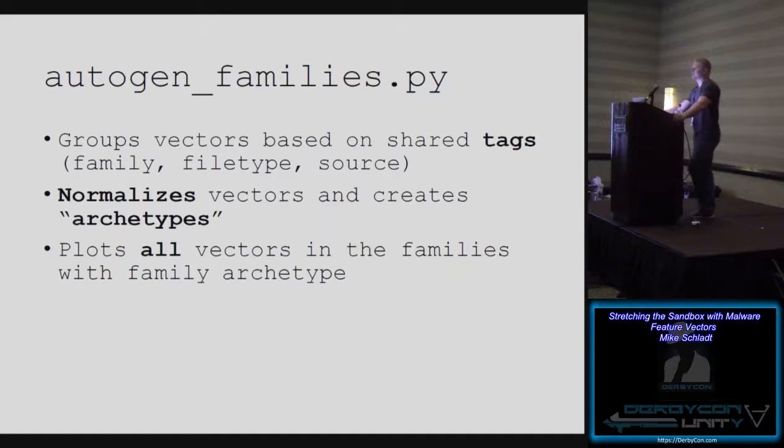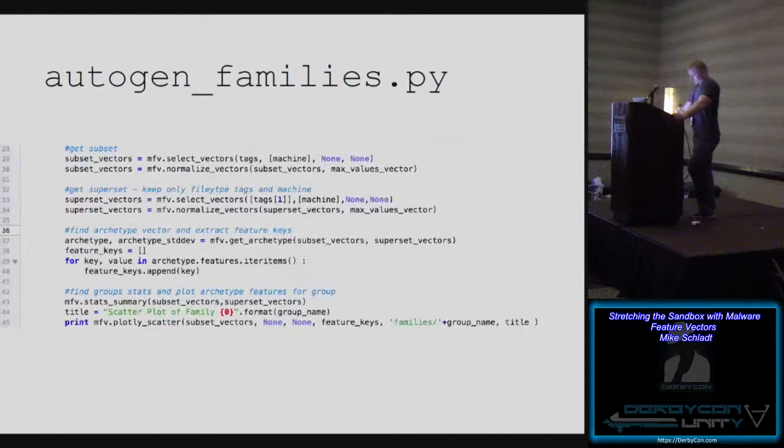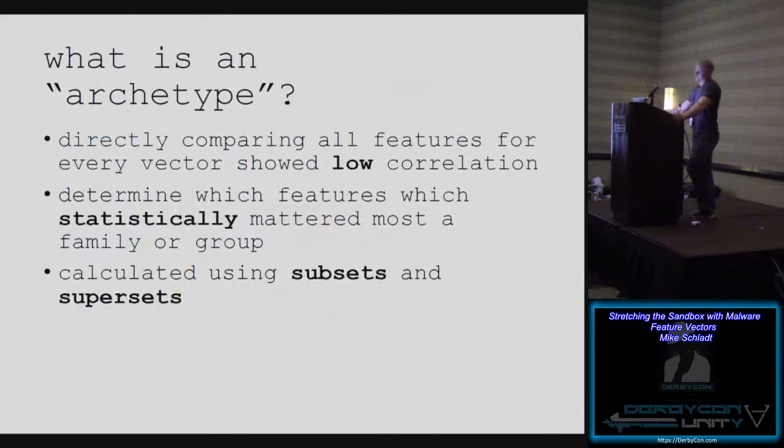Essentially what an archetype is, is very key to this entire project. So what is an archetype? What I found is that directly comparing all features for every vector showed a very low correlation. I just wasn't getting very good results, honestly, because you have a lot of different vectors that do very, very different things. To think about this conceptually, it's pretty easy.